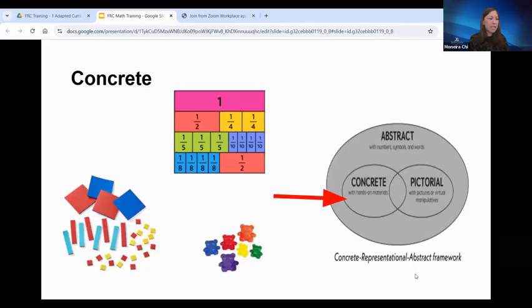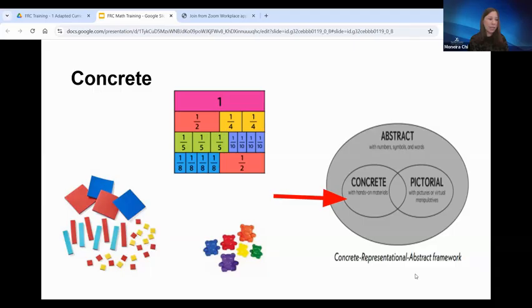So the first piece is concrete, and this is often thought of as the doing stage, which uses concrete objects to model problems. So in the concrete stage, we begin instruction by modeling each mathematical concept with concrete materials. And that refers to the use of three-dimensional, hands-on materials and objects that children can touch and move to promote understanding of different concepts and procedures.